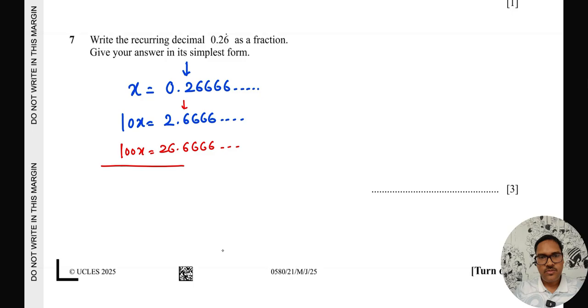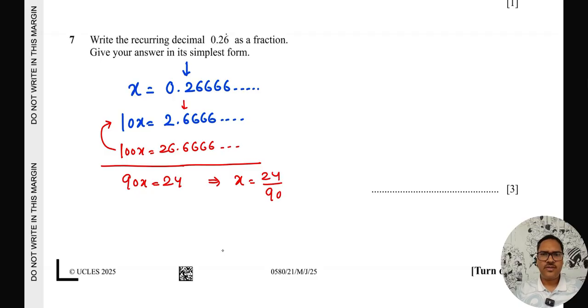Now what is the use of this? What is the benefit of this? What I can do is subtract these two. As you subtract, this will become 90x, and this is the recurring block answers. And this will become 26 minus 2, which is 24. So what is x? X will be equal to 24 divided by 90.